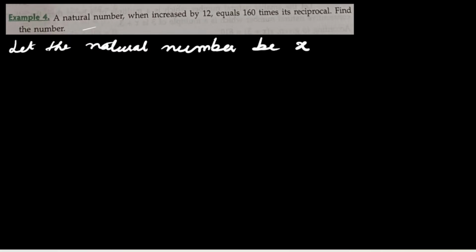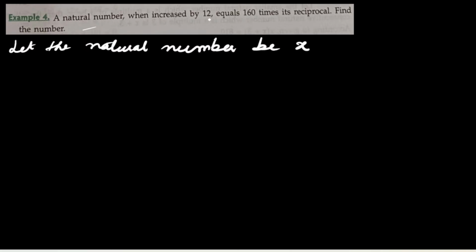What we have to do: whatever we have to find, the same thing we can just assume as x. So what we have to find? The natural number. Let the natural number be x. Always remember, whatever we have to find, first of all, the same thing we are going to assume as x.